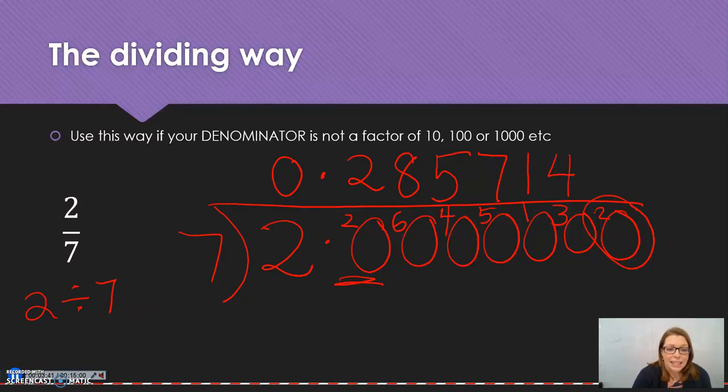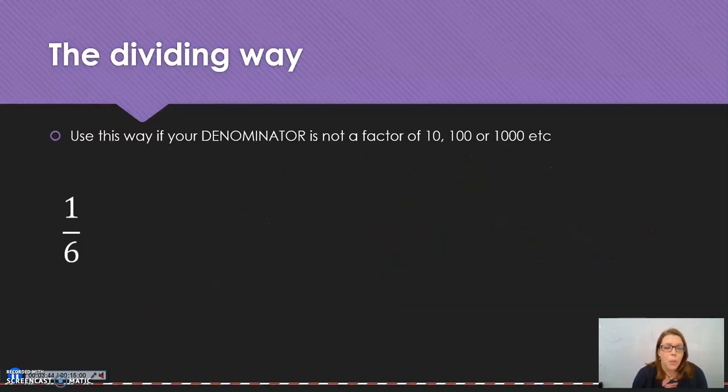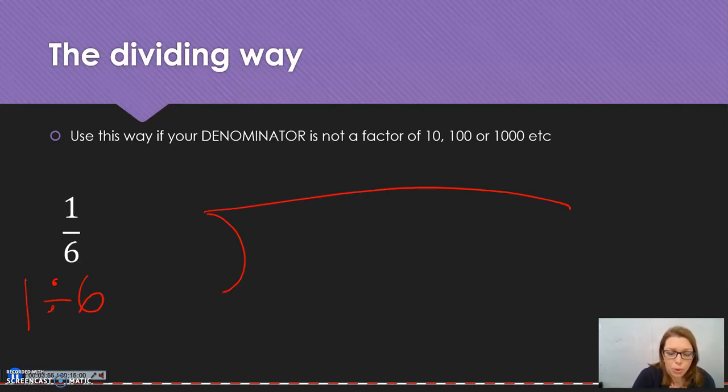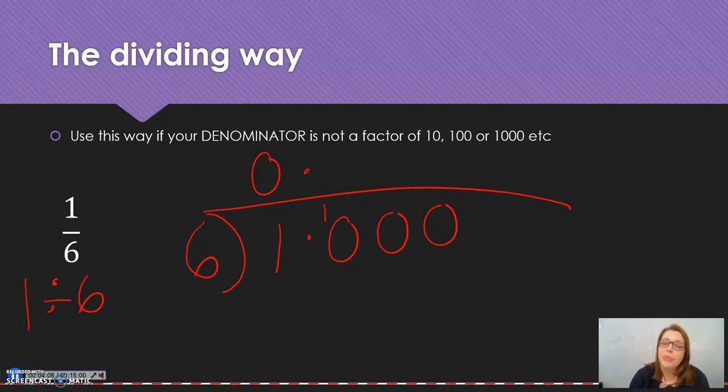We're going to look at a different example here. We've got 1/6. Here we're going to do the same thing. We are saying I've got 1 and I'm dividing it by 6. So once again, I'll draw out my division and I'm going to say how many times does 6 go into 1? It goes in 0 times, but I've got 1 left over. How many times does 6 go into 10? It goes in once with 4 left over. 6 goes into 40 6 times and it has 4 left over.